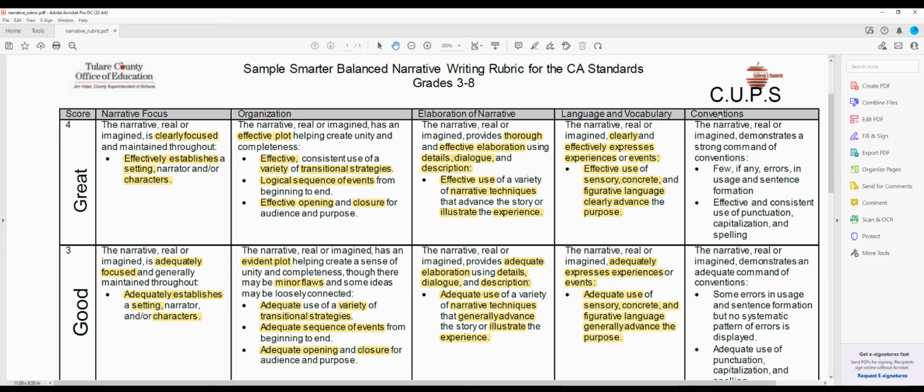So let's take a look at how you can do better at conventions, or what a 4 paper looks like with conventions. The narrative, real or imagined, demonstrates a strong command of conventions. Few, if any, errors in usage and sentence formation, effective and consistent use of punctuation, capitalization, and spelling.